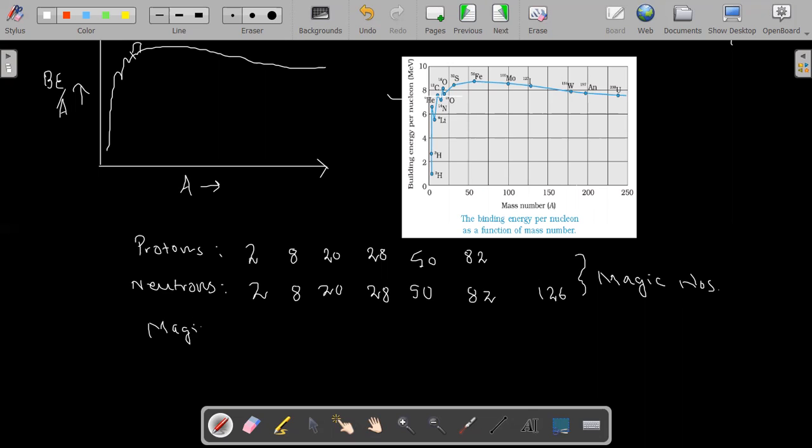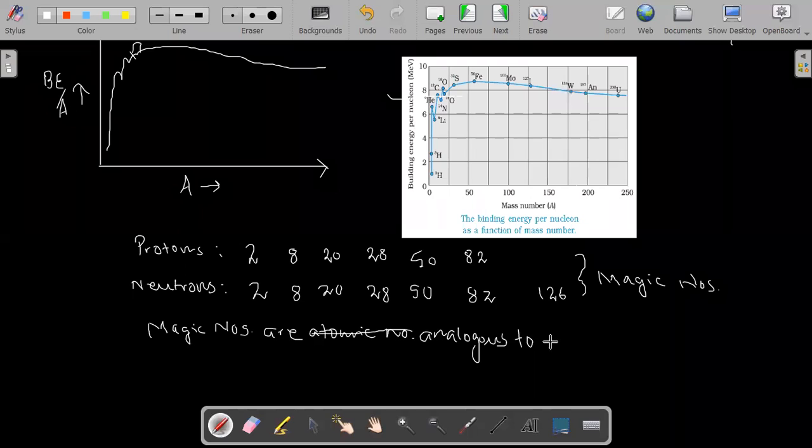If someone asks you, you can write it down also. Magic numbers are analogous to the atomic numbers of inert gases. At these numbers, the nucleus is going to show exceptional stability. That means their binding energy is going to be more. Please remember these concepts, because these are important conceptual questions.